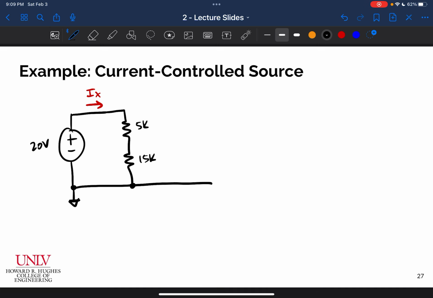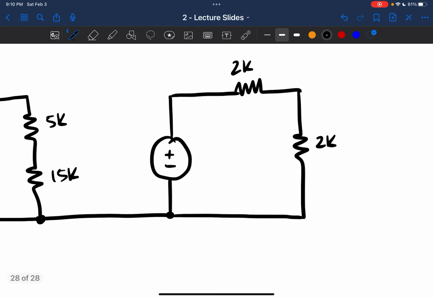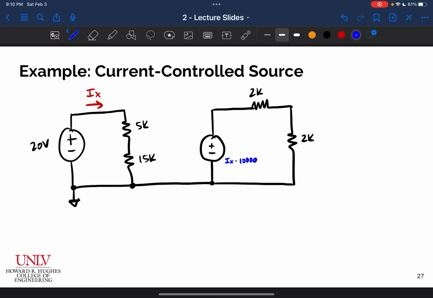And then over here, I will have a current controlled voltage source. And I want to determine, let's take current Ix and multiply it by a gain of, let's just say 10,000. All right. And we are interested in determining Vy and Vz in this circuit. And I'll call this voltage here Vx.